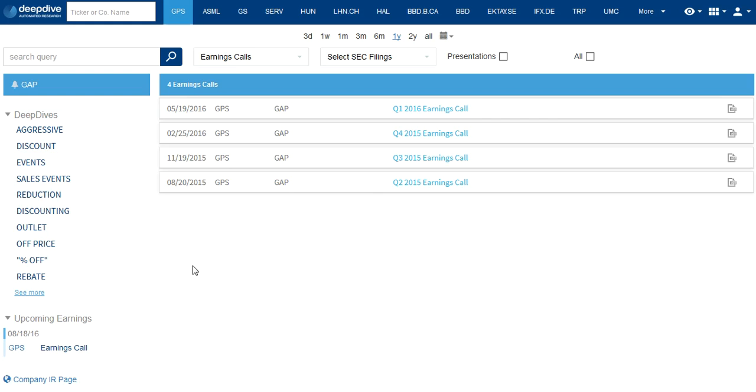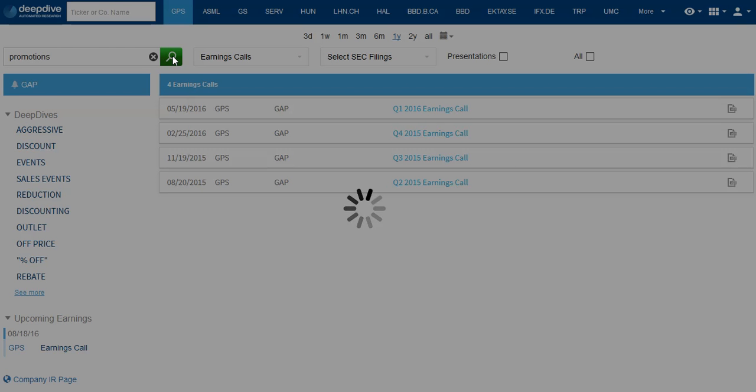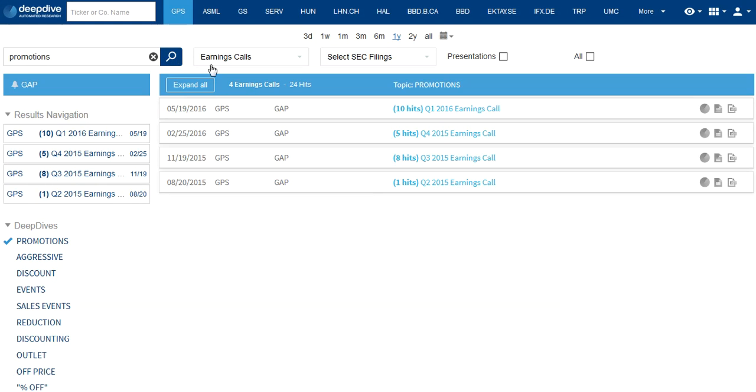The two most basic expressions used in the Boolean language are OR and AND. Use OR when you would like to do a broad search. Using OR will return results that contain at least one of the search terms in a given sentence. For example, I could search on promotions to find commentary on actions Gap Store is taking to drive sales. This results in 4 documents and 24 hits.